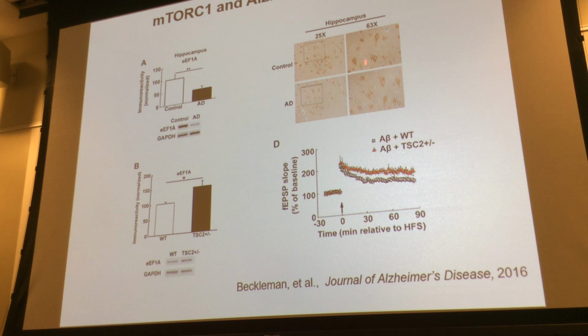And this is some immuno studies. Looking at the fixed slice of brain, you can see the neuronal expression of EF1A in the Alzheimer's brain is really down.